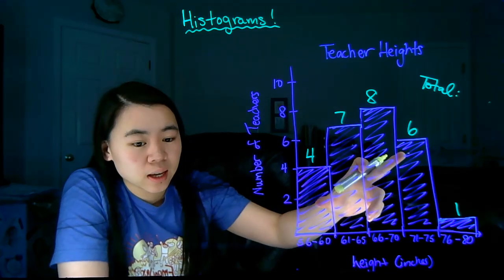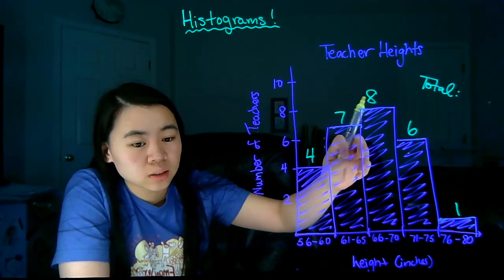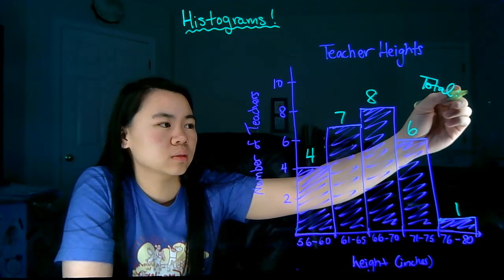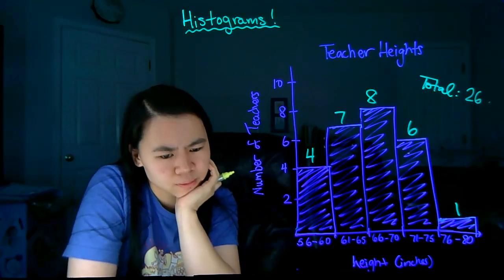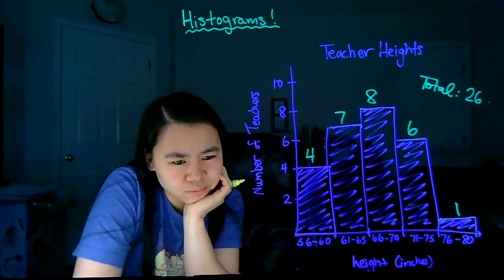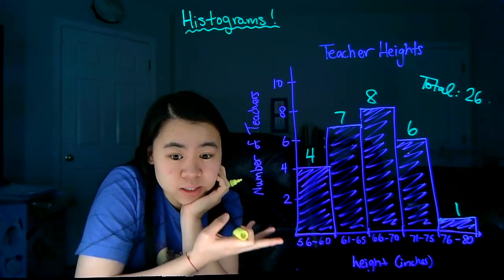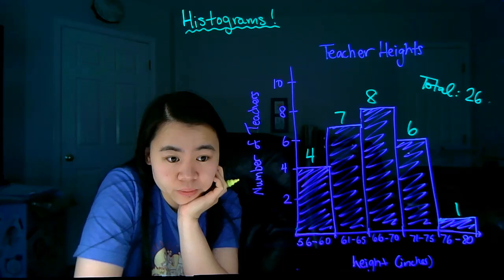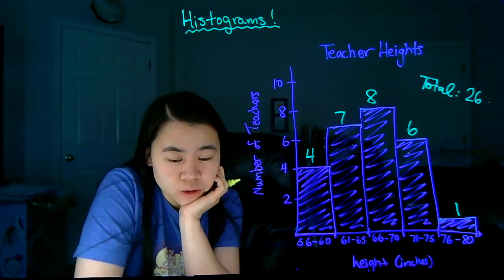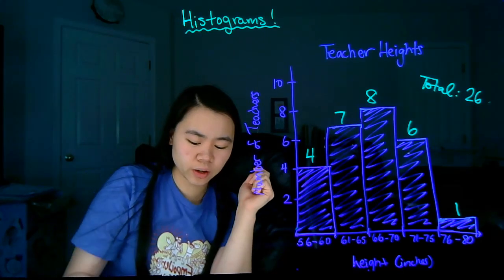Let's see, this is 10, 11, 19, 26. Is that right? Did I do that right? Yeah, 26. So this data is about 26 teachers. We asked 26 teachers what their heights are. Okay? All right, so now let's figure out our percentages.